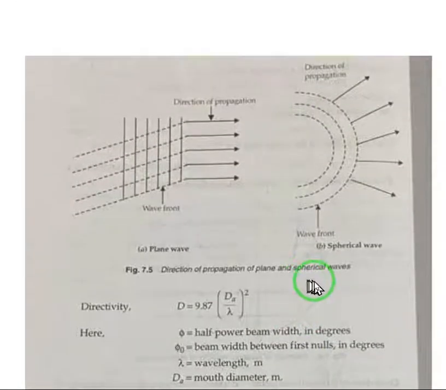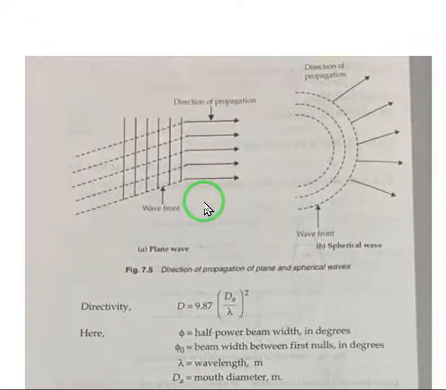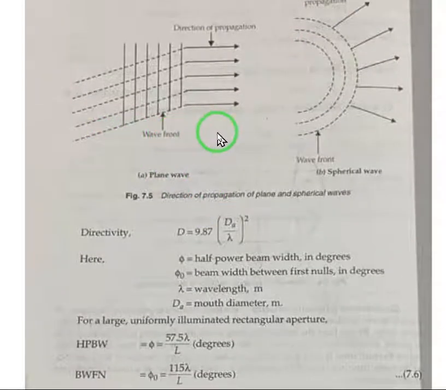It is noted that the reflector has the only operation which transfers the spherical wave into plane wave. The only reason to put on a reflector is to convert the spherical wave into the plane wave. It is given in the diagram that the spherical waves convert into the plane wave.